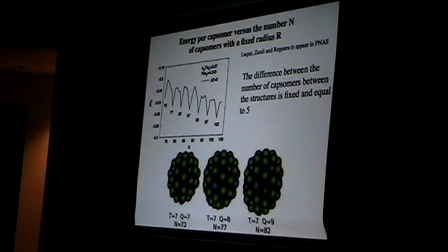So as the virus gets larger and larger, we see that you cannot, for example, just add one more hexamer. The number of hexamers in this case has to increase by 5. So here you see the difference between the number of capsomers between the structures is fixed and equal to 5. The reason it's 5 is that you want to add another layer, but you want to keep the symmetry of the cap, so you can only add a multiple of 5, and then it becomes elongated.